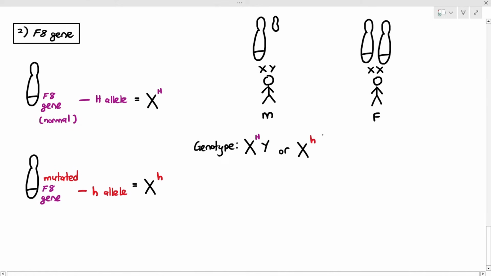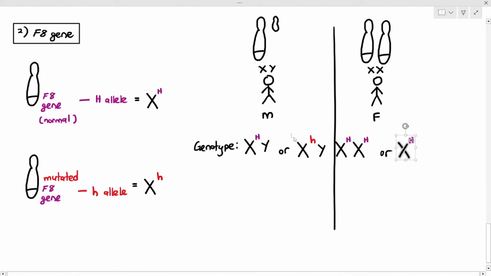You will not put the H allele on the Y chromosome because the Y chromosome does not have the F8 gene. So it's only located on the X chromosomes. But for the females, however, they can be X large H, X large H, or X large H, X small h, or X small h, X small h.